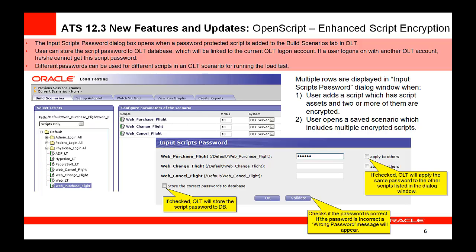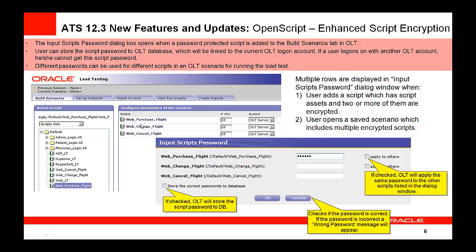One thing to note is multiple rows are displayed in the Input Scripts Password dialog window only when the user adds a script which has script assets and two or more of them are encrypted, or when the user opens a saved scenario which includes multiple encrypted scripts.